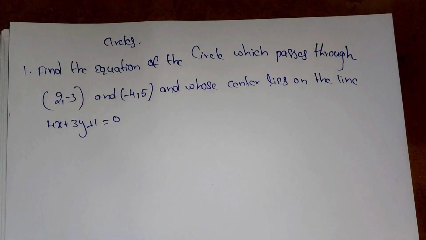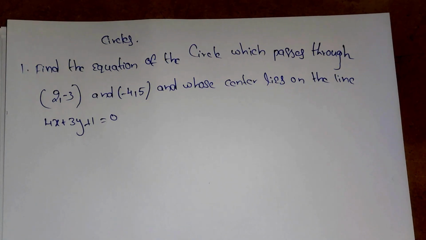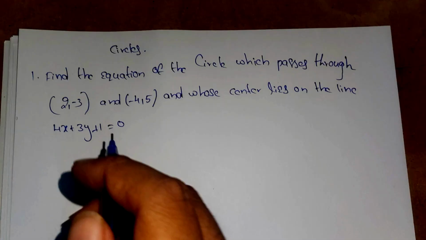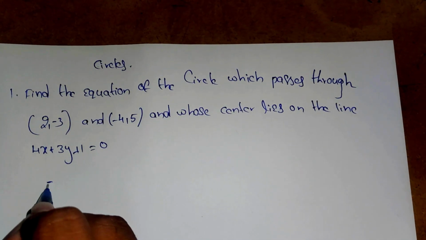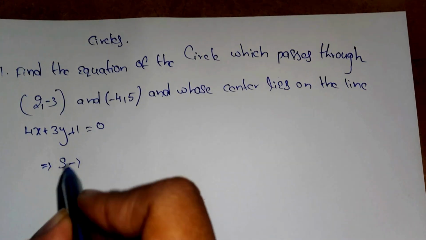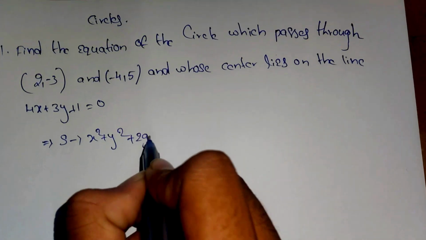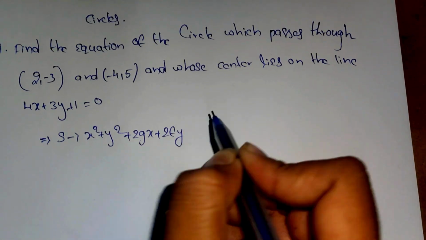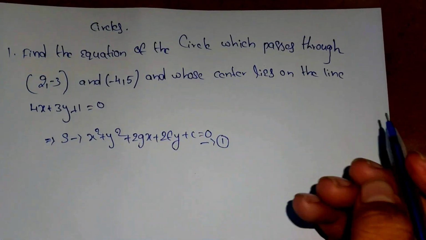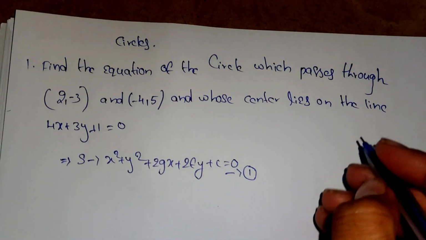passes through (2, -3) and (-4, 5) and whose center lies on the line 4x + 3y + 1 = 0. Now, the general equation of this circle is x² + y² + 2gx + 2fy + c = 0. So this is the general circle equation.